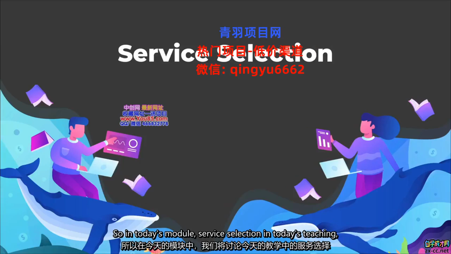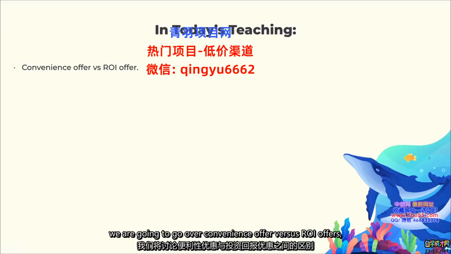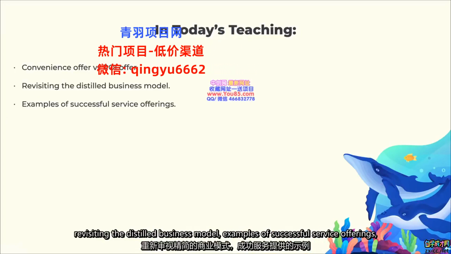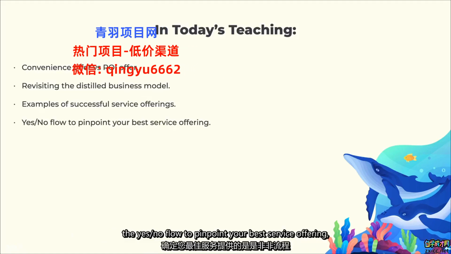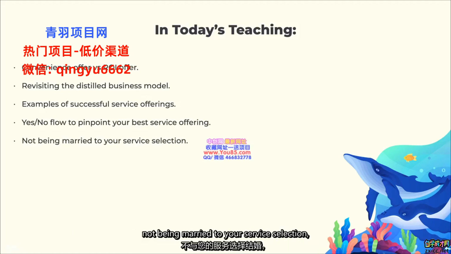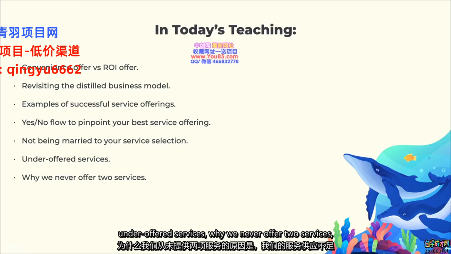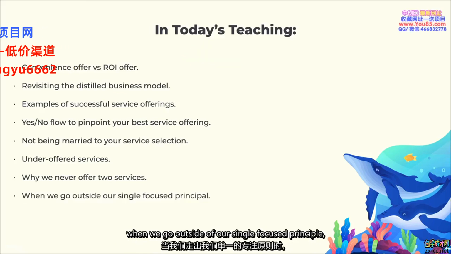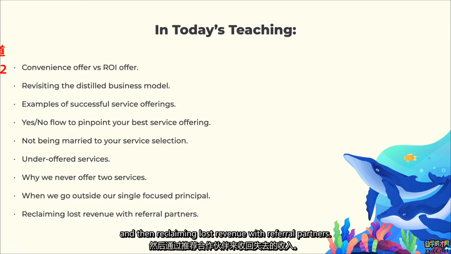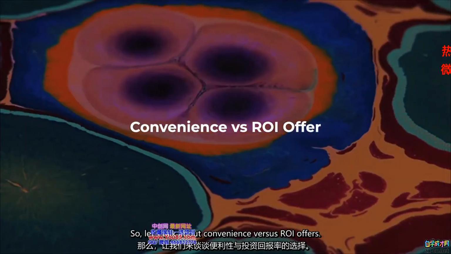So in today's module, service selection. In today's teaching, we are going to go over convenience offer versus ROI offers, revisiting the distilled business model, examples of successful service offerings, the yes/no flow to pinpoint your best service offering, not being married to your service selection, under offered services, why we never offer two services, when we go outside of our single focused principle, and then reclaiming lost revenue with referral partners. So let's talk about convenience versus ROI offers.